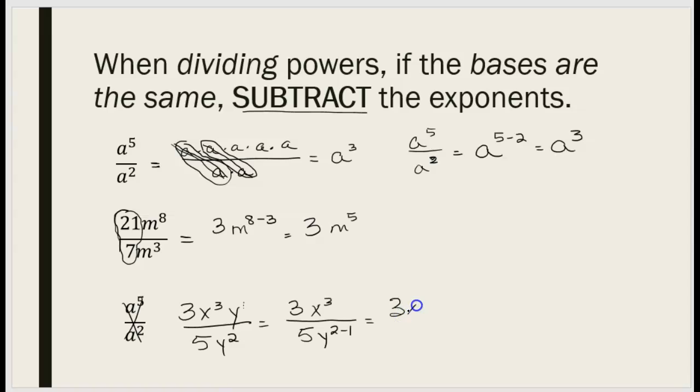So the 3x to the third stays the same. And then I have my 5, and y to the 2 minus 1 is just y to the first power, which of course is a phantom 1, and typically we would not write that 1 in the exponent position. All right? Okay, let's do a few problems together.